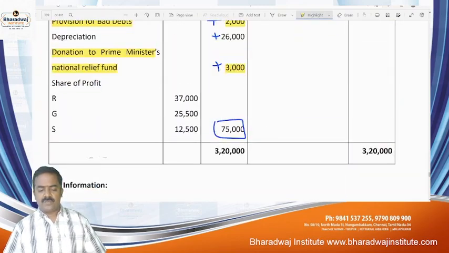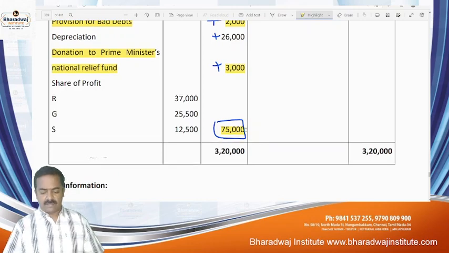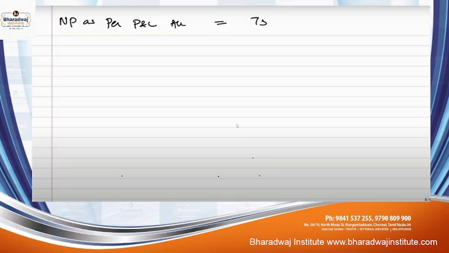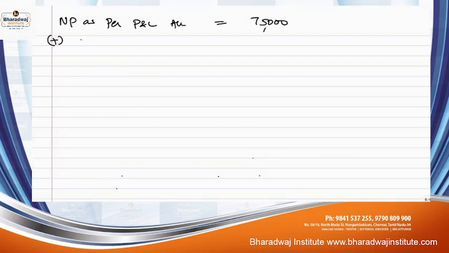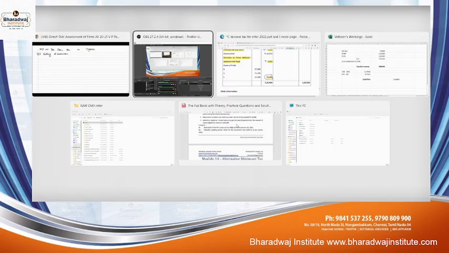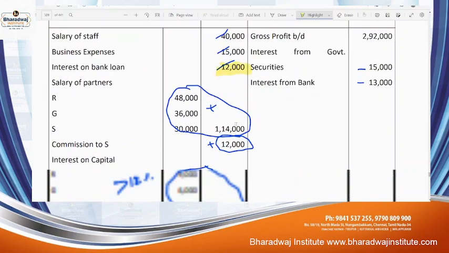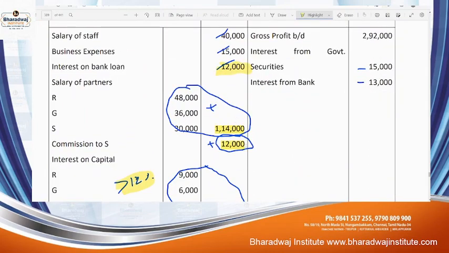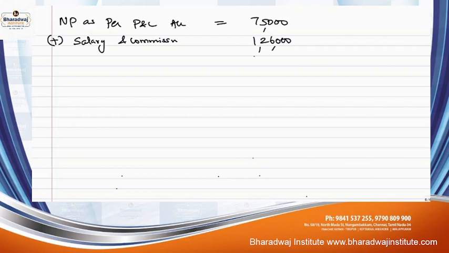So first let us start with which one? Net profit as per which account? P&L account. Let us start. What is the net profit as per P&L account? 75,000. Add back. Please do it along, don't wait. Add back salary and commission paid to partners. What is the salary and commission paid to partners? This 1,14,000 and 12,000. Salary and commission paid to the partners. Add back, do it fast.